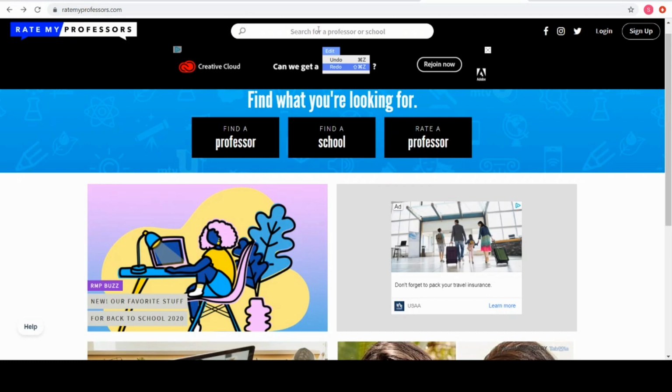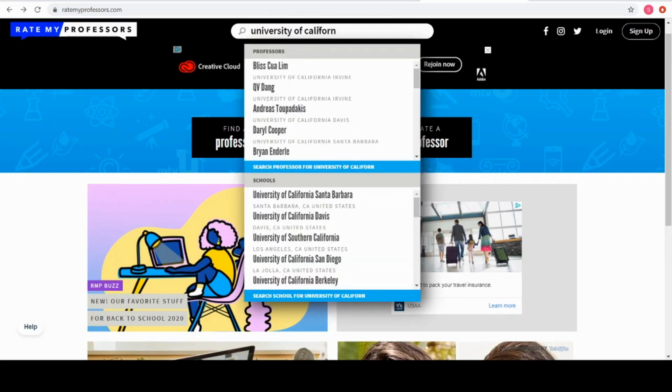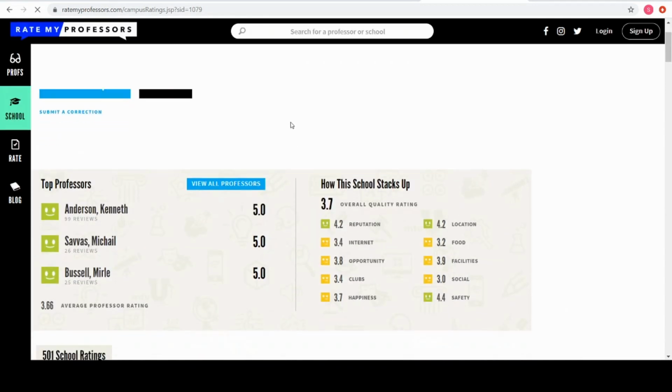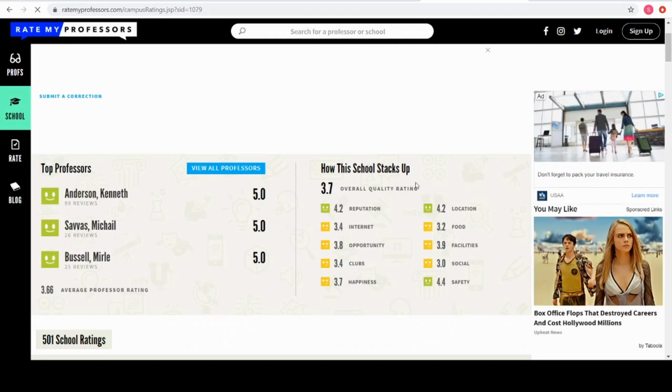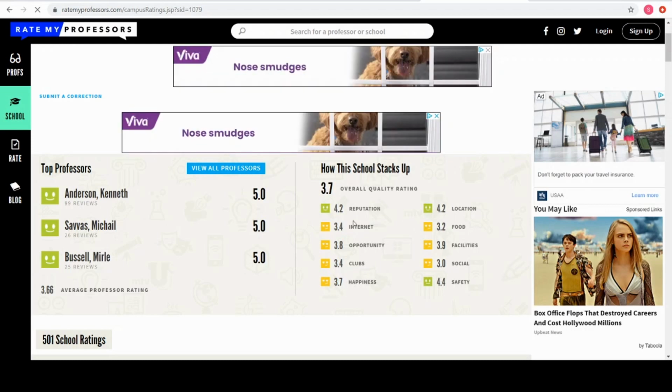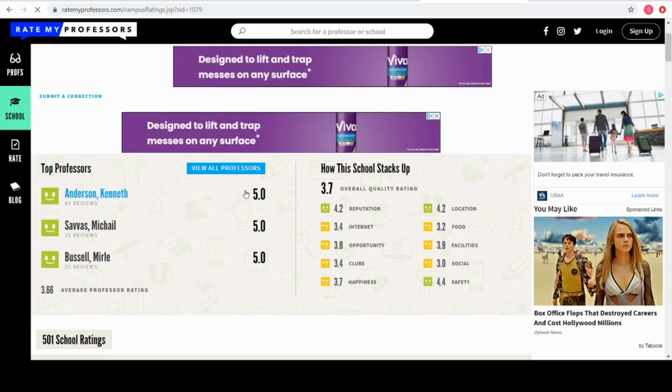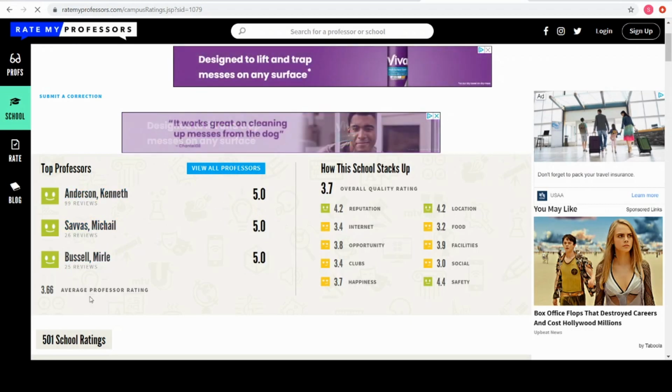We'll use that, and we can do, let's say, the University of California. So we can do a university there. We can do, let's say, University of California, San Diego. So we go here, and you can see at the bottom on the right how the school stacks up to various schools, and then it's broken down into different categories as to why it's a 3.7 overall rating. Off to the left here are the top professors, so you can see a 5.0 for these professors.